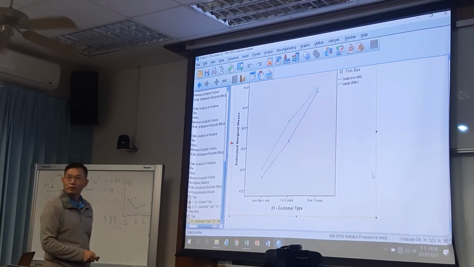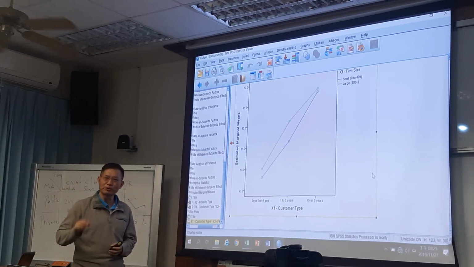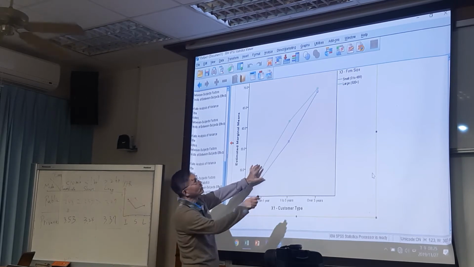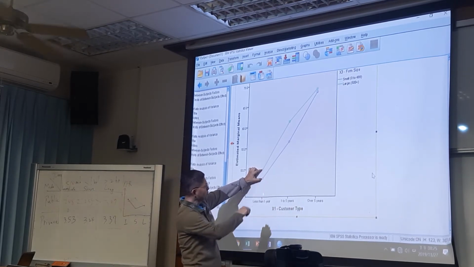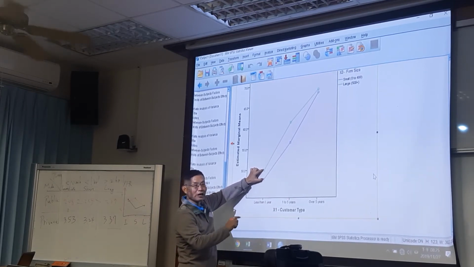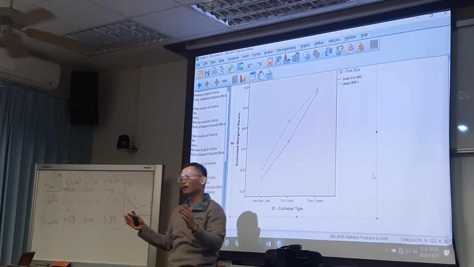If one changes, the other also changes, or not so precise. They say the difference between small company and large company, the difference for each level of the other independent variable is the same. If they are the same, the difference is the same. There's no interaction, but it seems not.